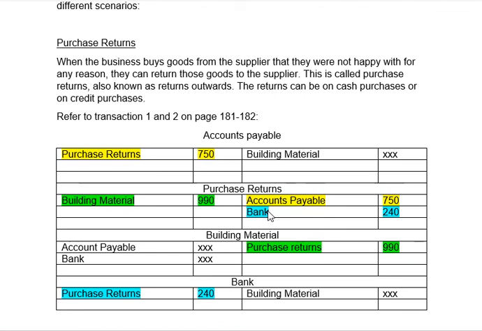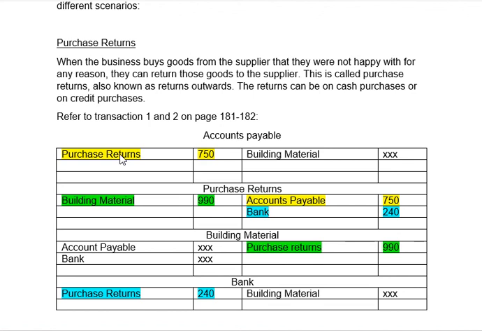So we can have cash returns and we have credit returns. For the credit returns, we do it out of the accounts payable account. And for the cash returns, we do it out of the bank account. Okay, so that's the returns.